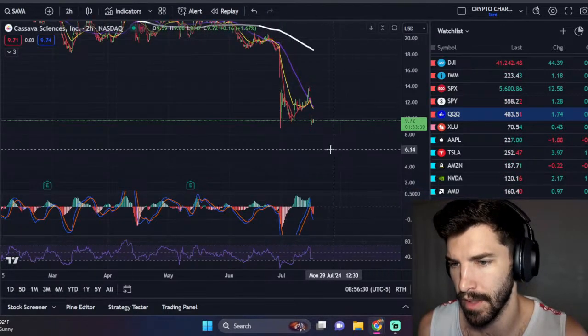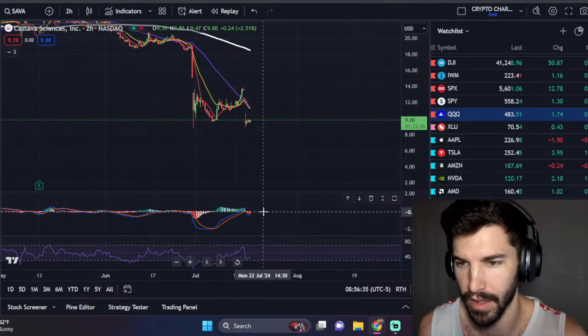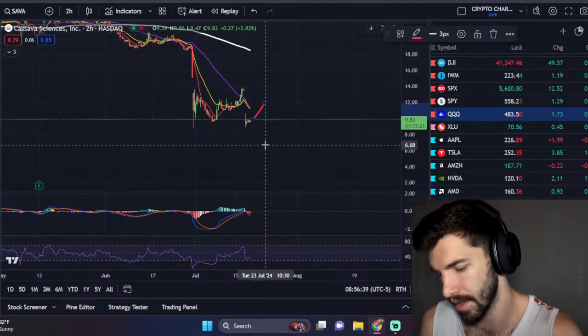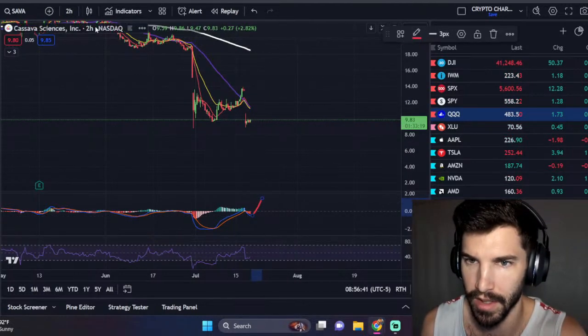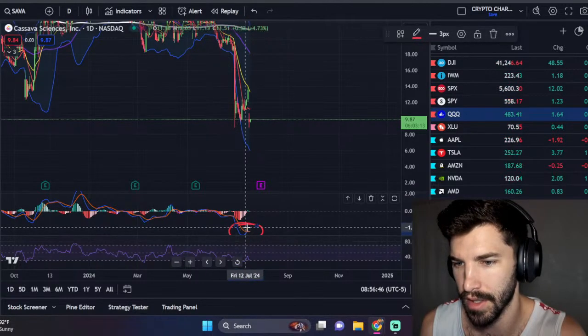Okay, making a 2 hour double bottom here. You see the divergence. This is kind of what I'm talking about here. You want to see looks like this that can then turn around and prove themselves, get above these moving averages, and then you see how that can really go positive here for Sava. So very interesting stock, very low on the daily MACD.